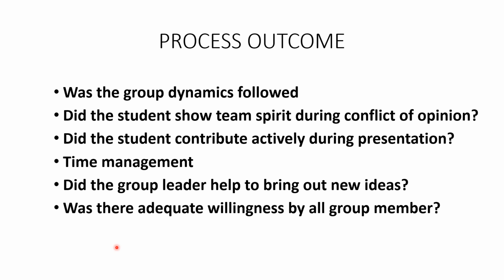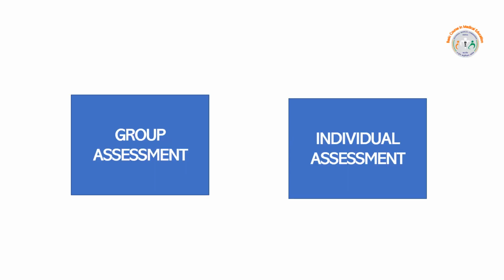So while they are presenting, you can see them. Just like the content outcome, process outcome can also be measured as a group process outcome and an individual process outcome. Now all the points mentioned in the previous slides, whether the group dynamics were followed, whether the willingness of the participants was there or not, you can assess while they are presenting by seeing their body language, by seeing their presentation, whether all the participants are involved in the presentation or not. So that is the group assessment of the process outcome.